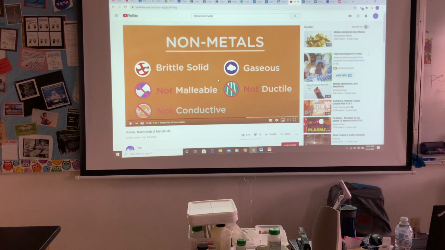Some of these things at room temperature are solids. If I increase the temperature way higher than room temperature, some of these solids will turn into gases. If I reduce the temperature way down below room temperature, some of those gases become solids.